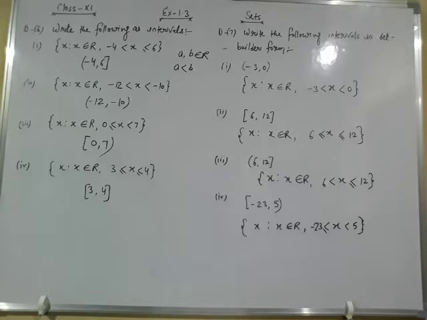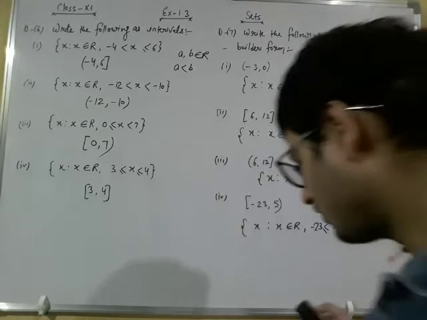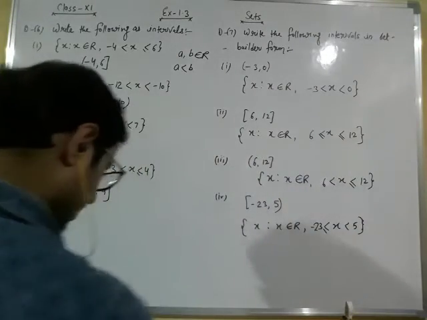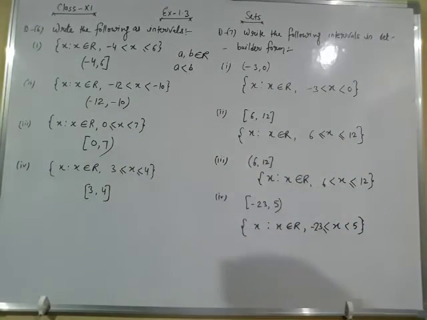This is all about question number 6 and 7. Now move on to question number 8. In question number 8, just read it from your book. I am repeating question number 8: What universal set would you propose for each of the following?